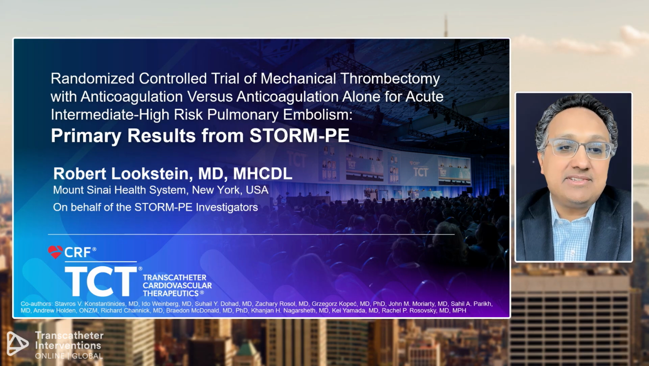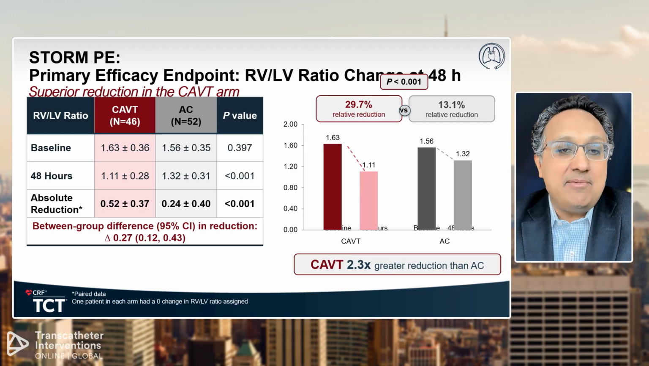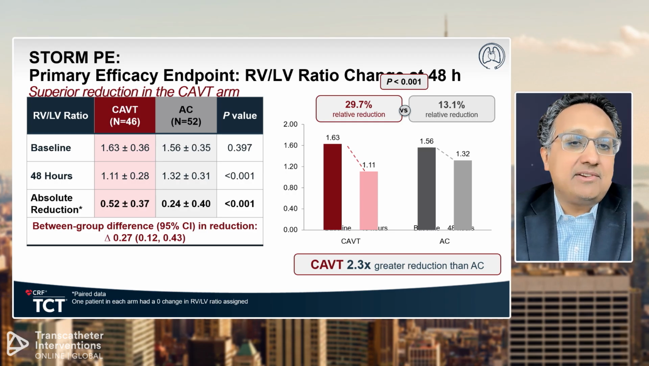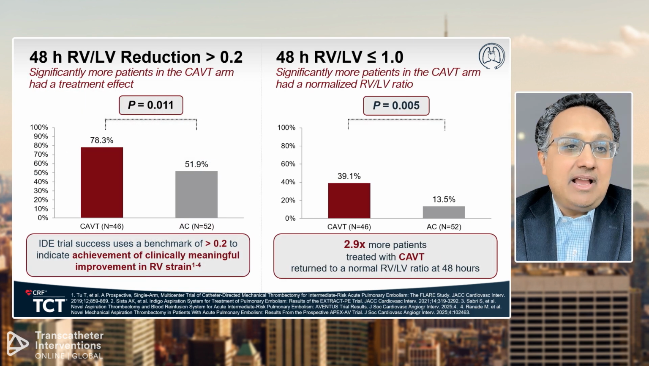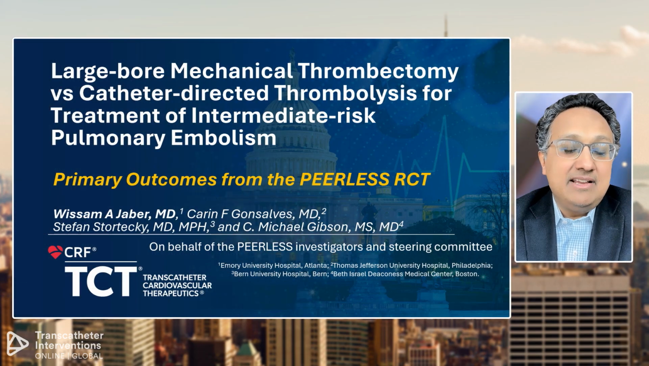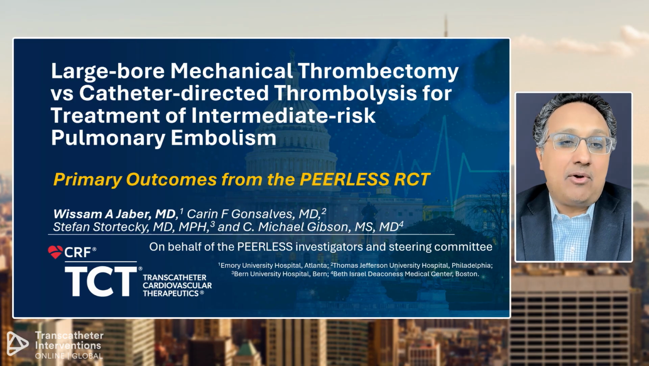You heard about STORM. This is a trial presented by Rob Luxstein at TCT last year and published in Circulation simultaneously. This is with the Indigo catheter. It was a randomized trial comparing Indigo thrombectomy versus anticoagulation. And you can show that with aspiration thrombectomy with the Indigo system, compared to anticoagulation alone, you reduce the RV to LV ratio more rapidly, closer to normal. And this is the primary endpoint of the trial, demonstrating that there's an effect. Longer-term data have suggested that there's improved walking performance and perhaps a signal for better long-term outcomes.